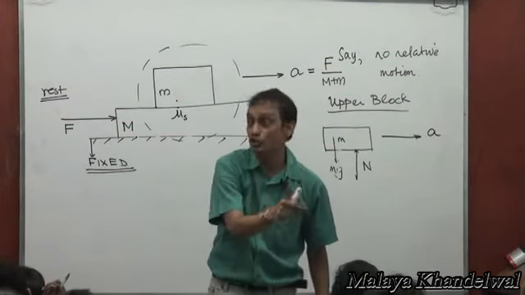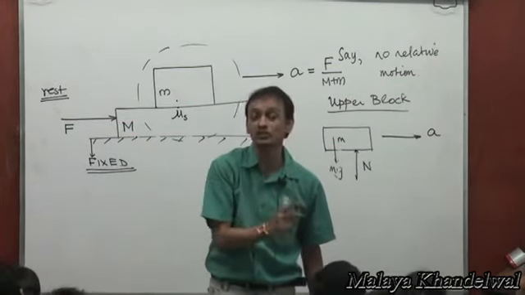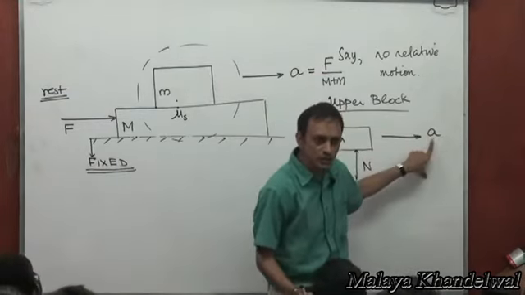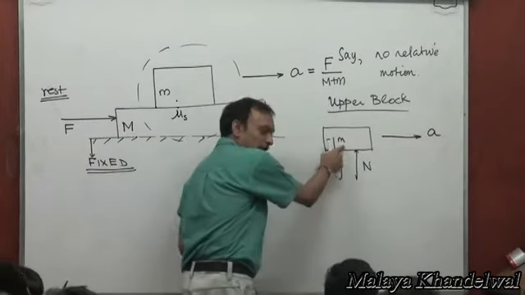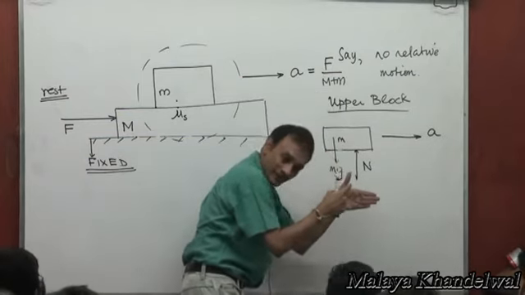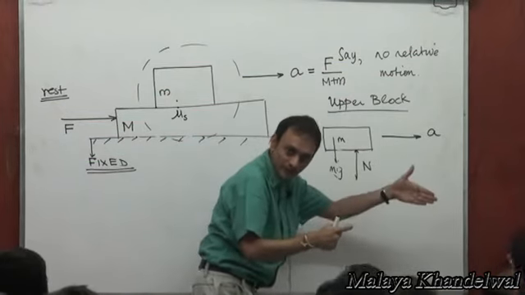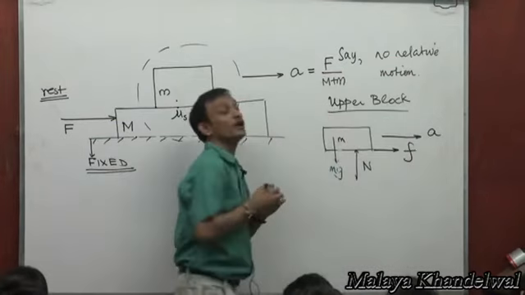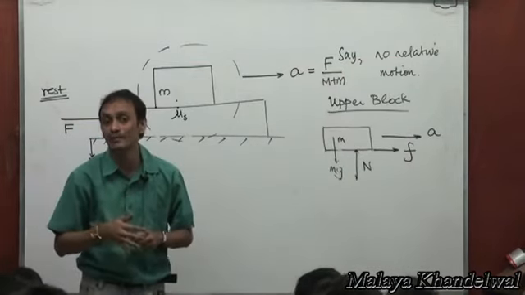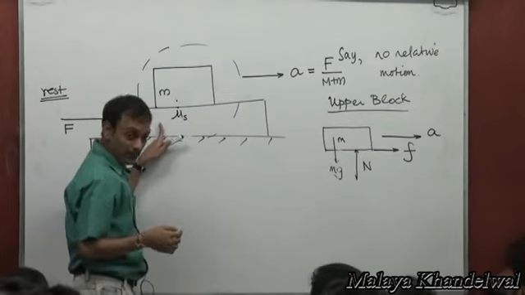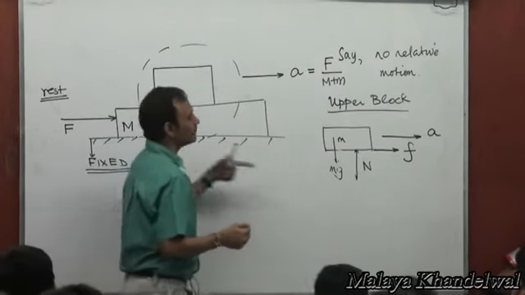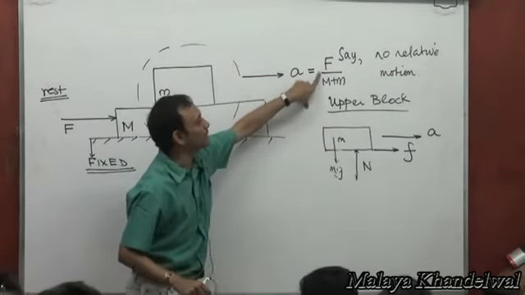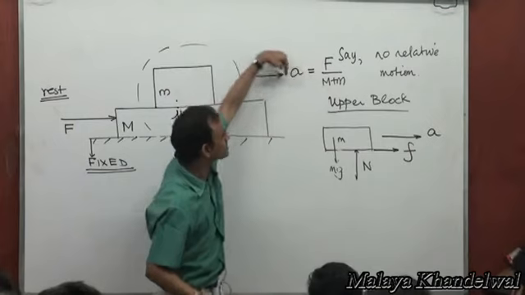Frictional force. Frictional force is the only force that could be acting on small m to the right, producing in small m an acceleration a, which means the frictional force acting on small m must be rightwards. And who exerts this frictional force on small m? Capital M. Capital M exerts this frictional force on small m to the right. Okay. Now a has been computed: capital F by capital M plus small m.